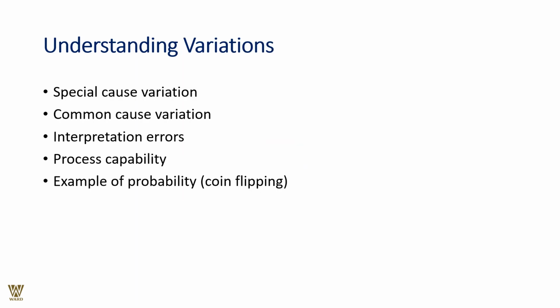Let us understand the variation. Special cause variation: probably the availability of raw materials might change. Common cause variation: what are the interpretation errors, process capability, examples of probability or coin flipping, as the case might be. The probability of something going wrong is very, very minuscule, but nevertheless it still exists out there. And that is what understanding variation is all about.